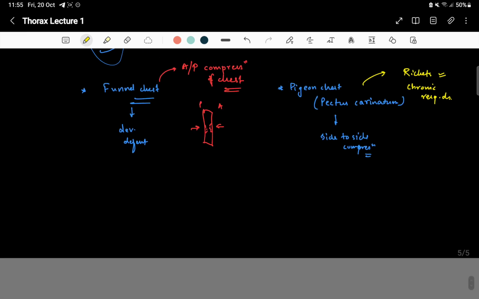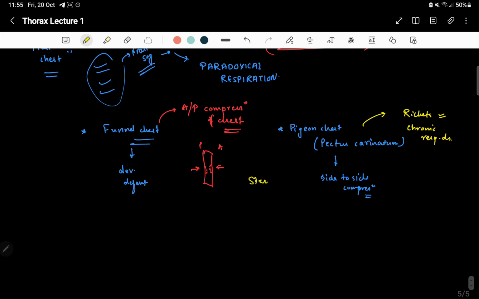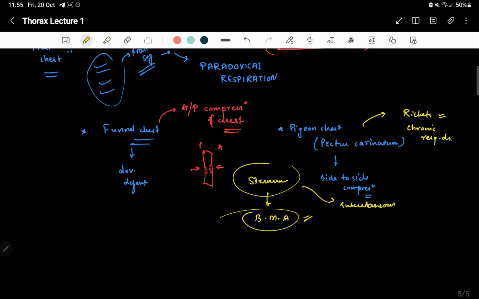Another point is that the sternum is a preferred site for bone marrow aspiration, BMA. It is a preferred site because it is subcutaneous and it is accessible also. You can just palpate and feel the sternum. So it is most commonly used in bone marrow aspiration.